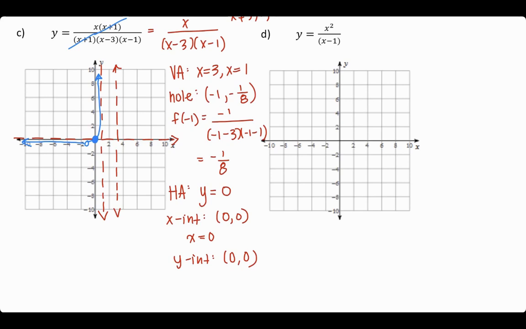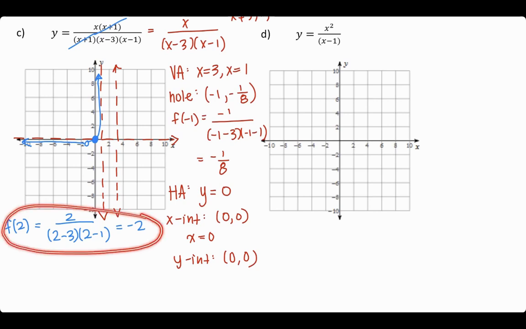So I'm going to say, let's find f of 2. I'm going to just choose a point between 1 and 3, which 2 is the only integer there, and I'm going to plug that in. When I plug it in, I have 2 divided by (2 minus 3) times (2 minus 1), which just ends up giving me a -2. Are there any questions about that?